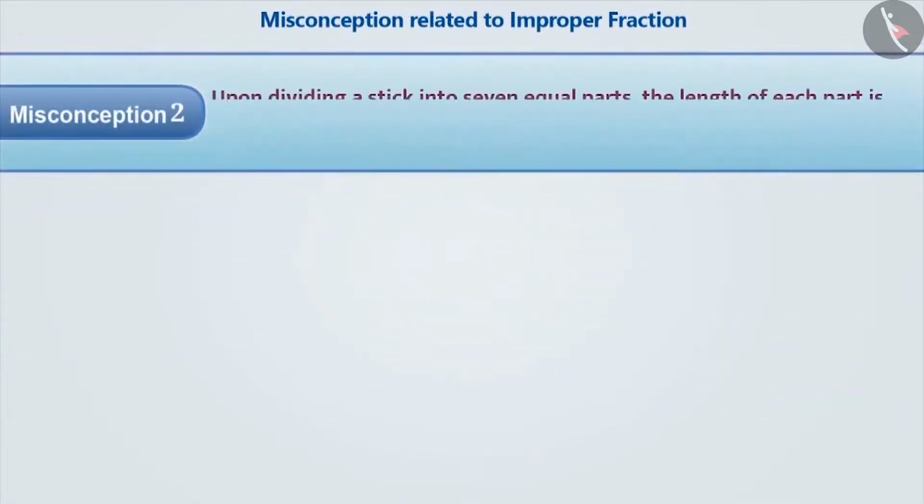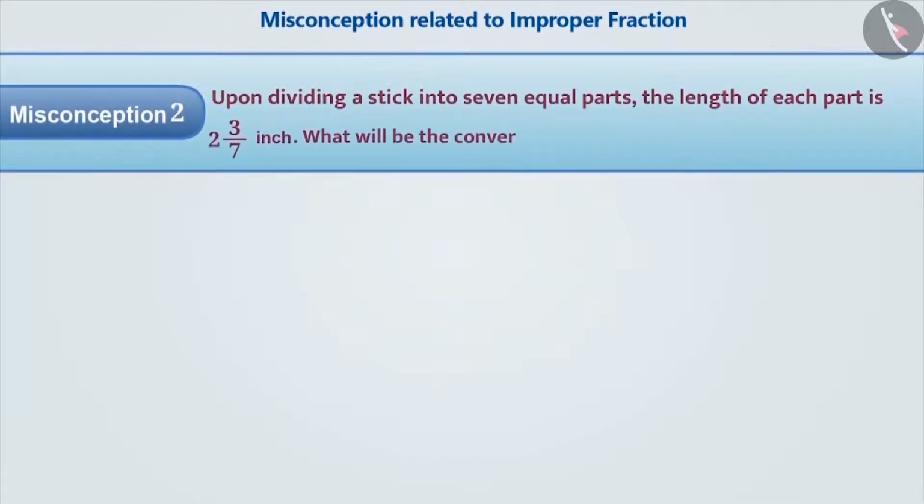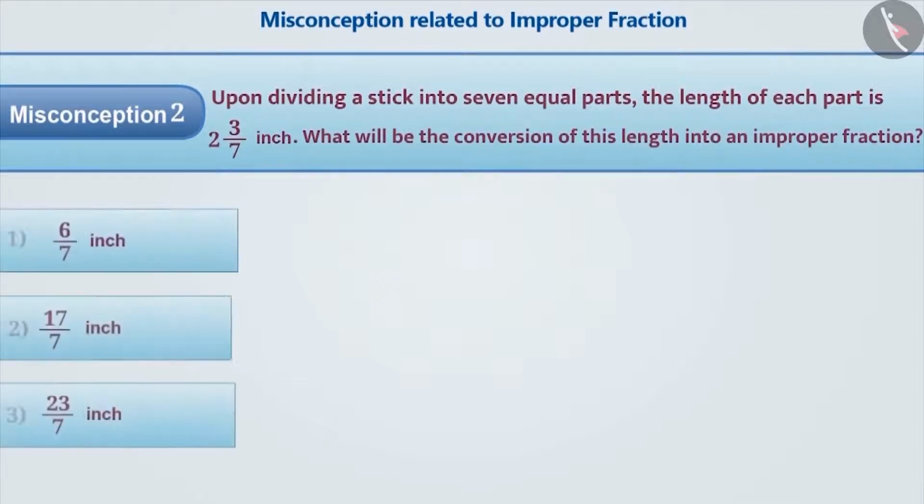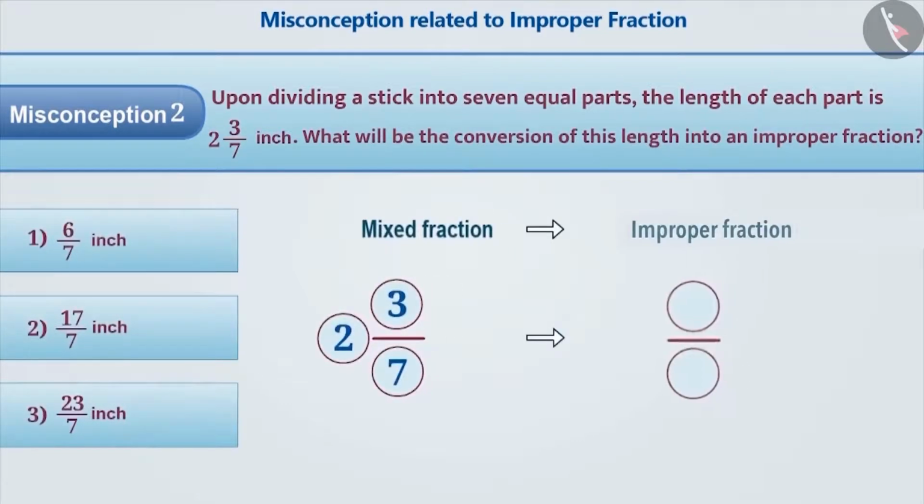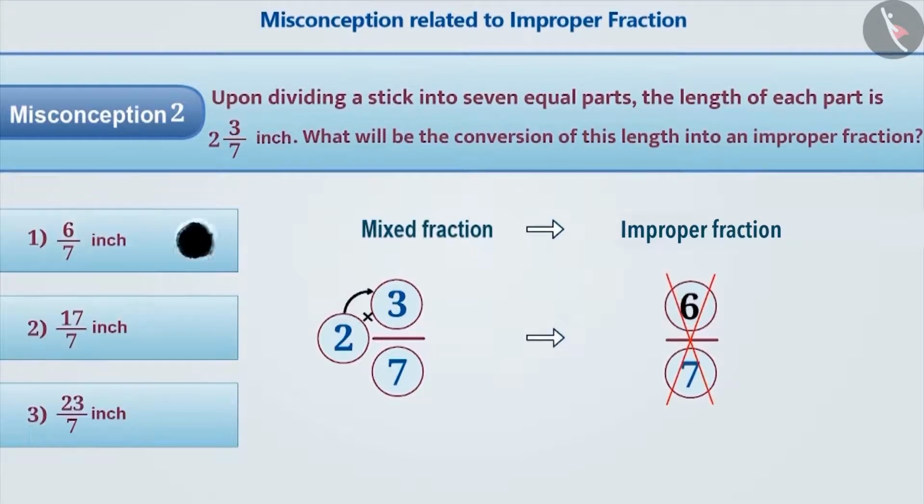Misconception 2. Upon dividing a stick into 7 equal parts, the length of each part is 2 3 by 7 inch. What will be the conversion of this length into an improper fraction? While converting a mixed fraction into an improper fraction, sometimes the result obtained by multiplying the whole number with the numerator is written in the place of the numerator. This gives an incorrect answer, 6 by 7.